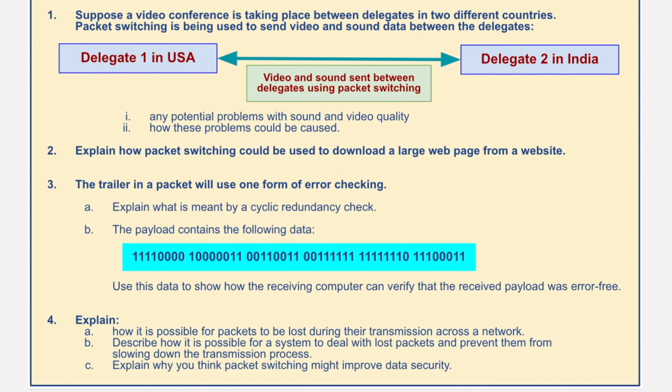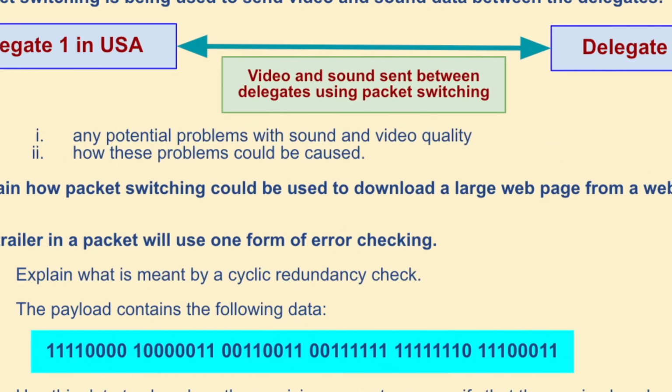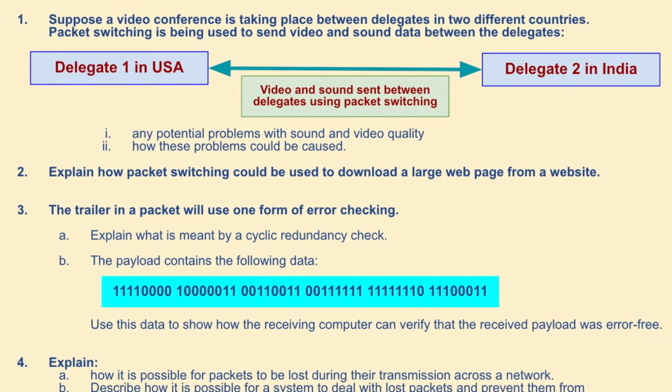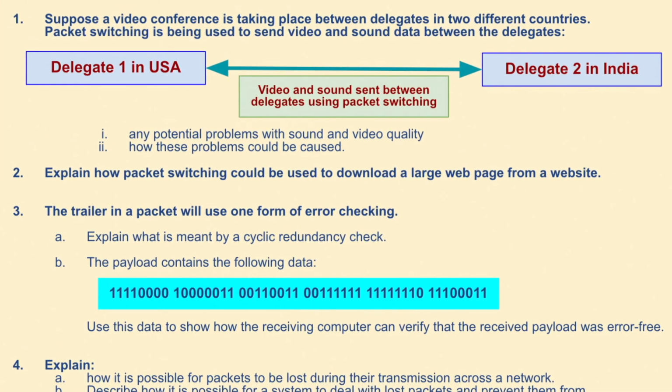Question one. Suppose a video conference is taking place between delegates in two different countries. Packet switching is being used to send video and sound data between the delegates. Delegate 1 is in the USA and Delegate 2 is in India. Sound and video is being sent between the delegates using packet switching. Can you remember what packet switching is about?